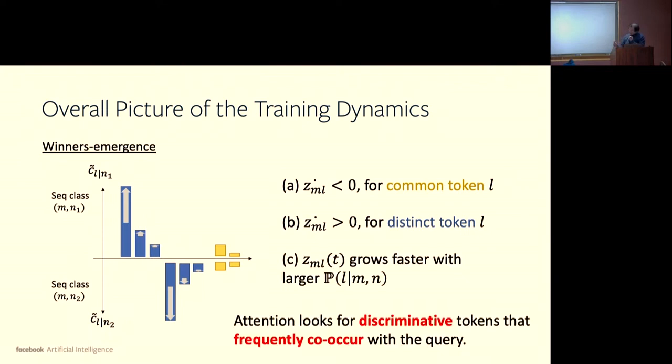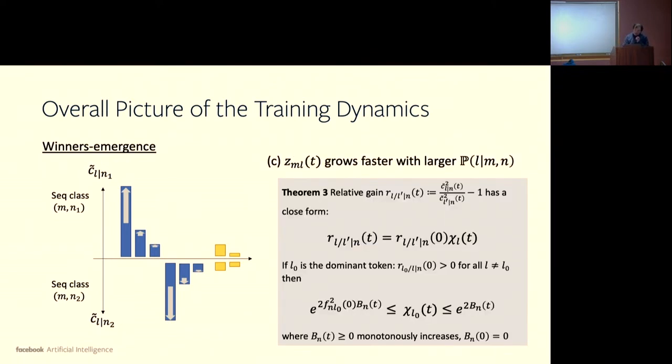You may use that to do better document classification. Furthermore, we can quantify the growth rate of the attention scores. Z_ml, which is one element of the self-attention matrix, is a function of time. It will grow faster with a larger conditional probability given the sequence class. We can characterize how much faster it grows, and we have a theorem that tells you the ratio between two distinct tokens, how much and how fast they grow.